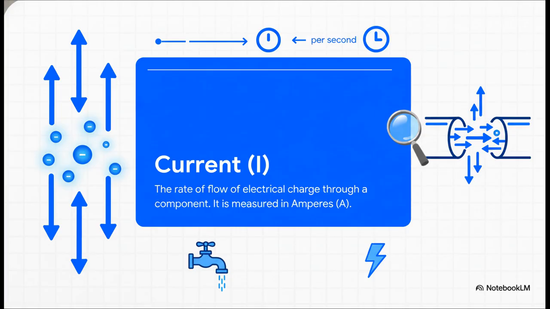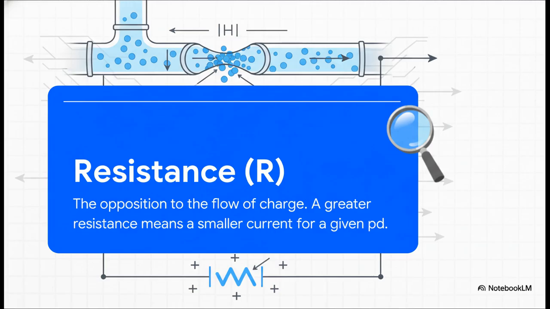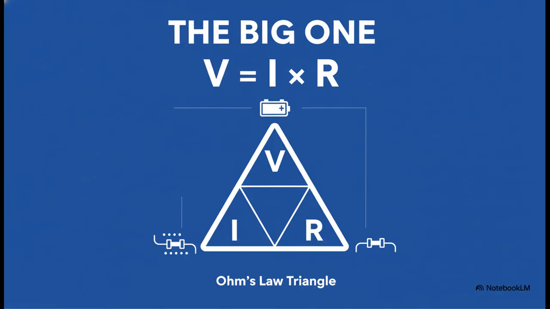And then you've got the flow itself. In our water pipe analogy, that's how much water is flowing past a point each second. And in a circuit, well, that's the current, the rate of flow of that charge we were just talking about. And finally, something's got to get in the way. In a pipe, maybe there's a narrow section that restricts the water flow. In a circuit, we call this resistance. It's anything that opposes the current and just makes it a bit harder for that charge to get through. And here is where it all comes together. This is Ohm's law, and it is probably the most important equation in this entire topic. Potential difference, V, equals current, I, times resistance, R.